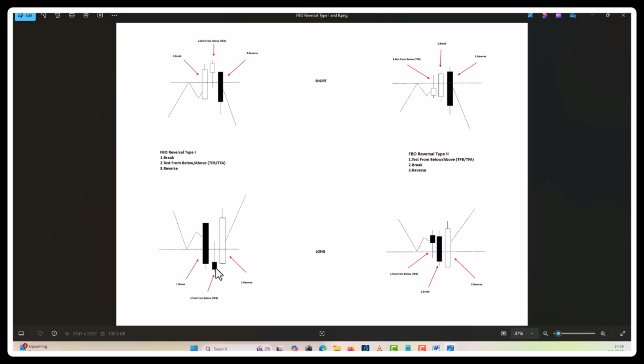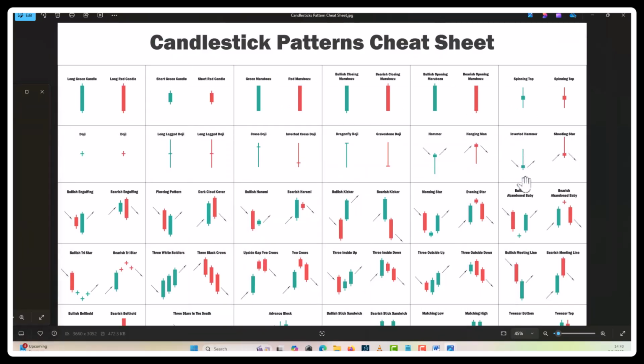So the test from below can be an inverted hammer, or a shooting star, either way, or it can also be a spinning top. It can be either way. The best setup is when it's an inverse hammer, or the hanging man, or the inverse shooting star right there.